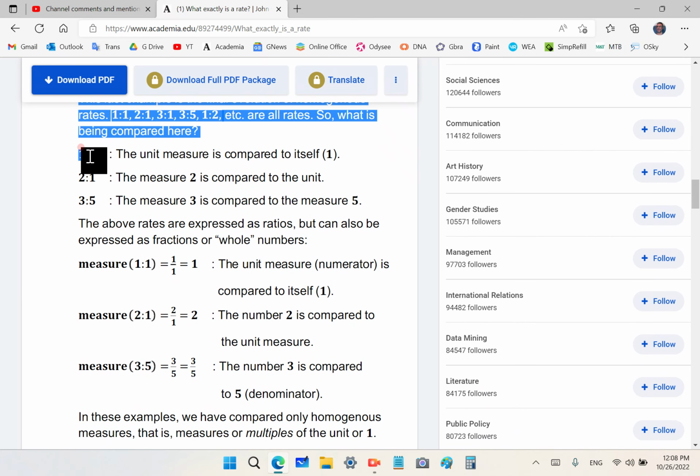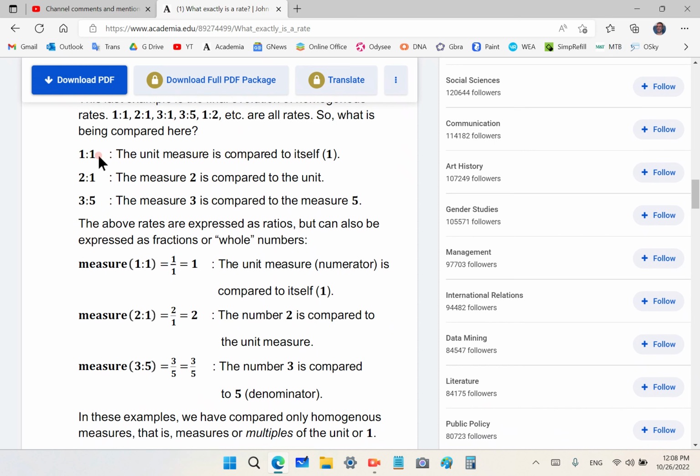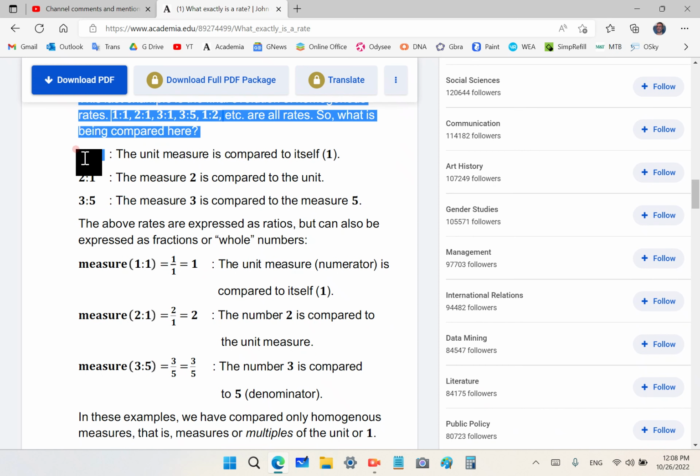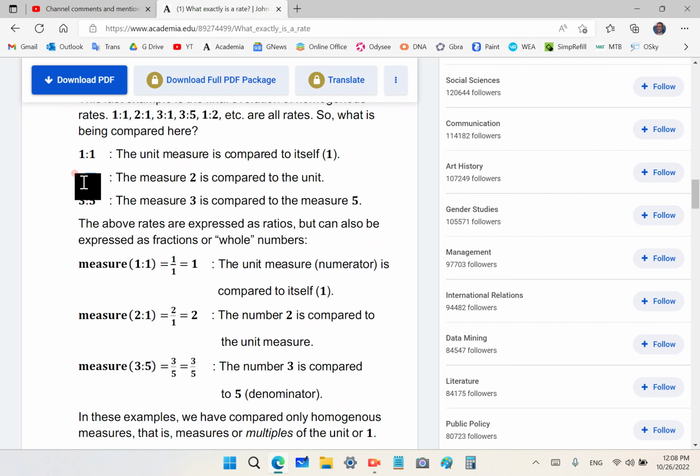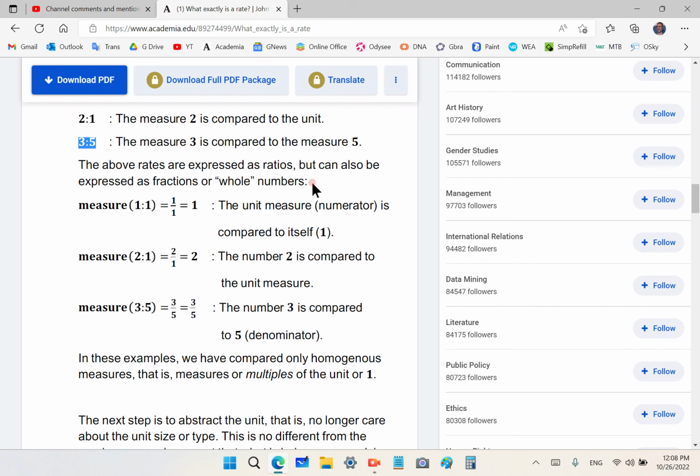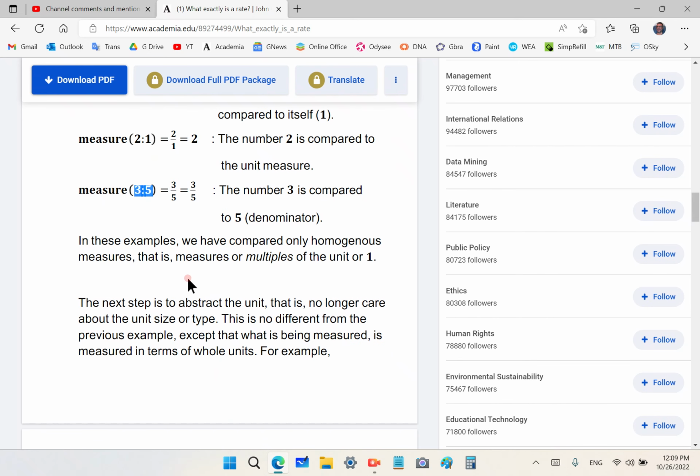So the last example is the final evolution of homogeneous rates, because here we've been dealing just with lengths. So what is being compared here? Basically, in this ratio here, but this 1 to 1, the unit measure is compared to itself. In this ratio, the measure 2 is compared to the unit, and in this ratio, the measure 3 is compared to the measure 5. So the above rates are expressed as ratios, but we can also express these as whole numbers or fractions, and we do that by taking the measure. So we call the measure of this ratio 1, the measure of this ratio 2, and of this last one, we call it 3/5, right?